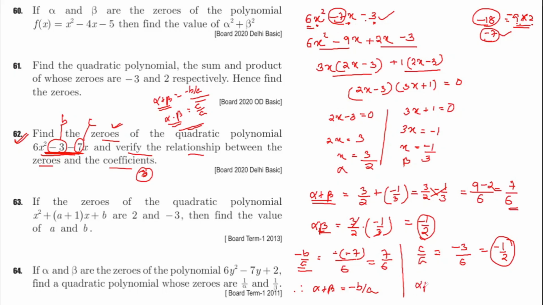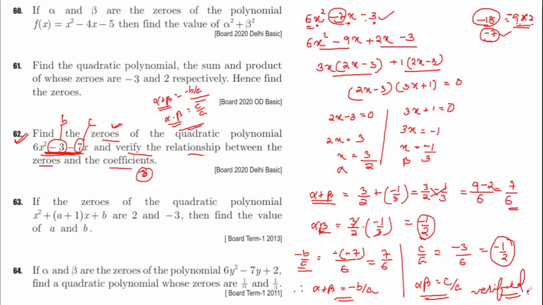So alpha into beta is equal to c by a. Whatever formula or relation we found previously, we just verified them with this example. So you have to write verified. I hope this question is clear.